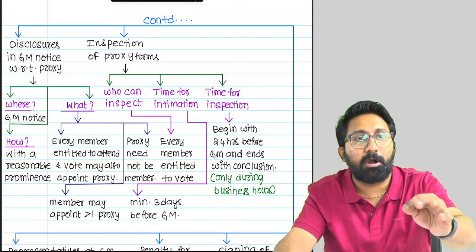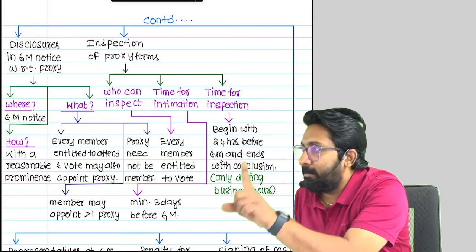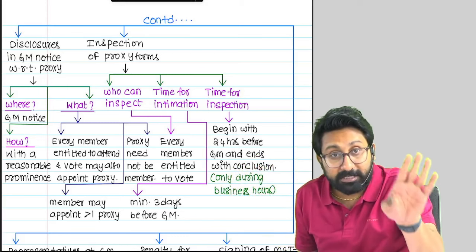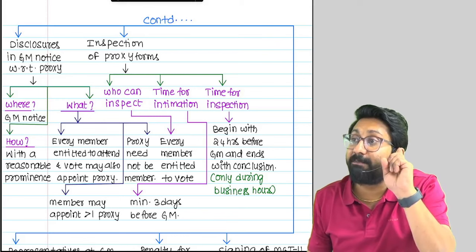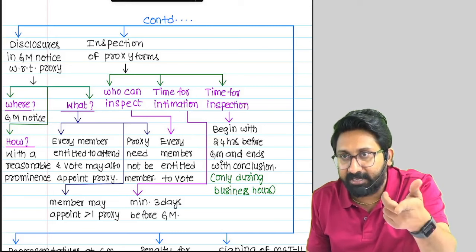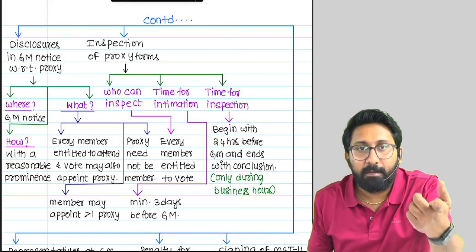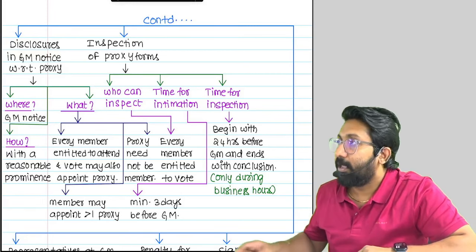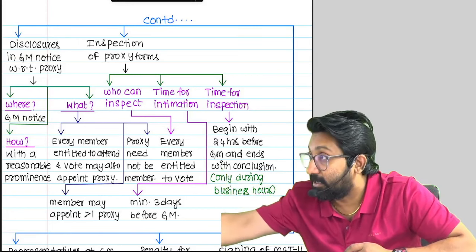One point which is not covered here, but very important, I will tell. Listen. One member can appoint multiple proxies. What did we read before? One proxy representing multiple members. Second one is, one member may appoint multiple proxies. But whichever proxy is deposited latest will be selected.